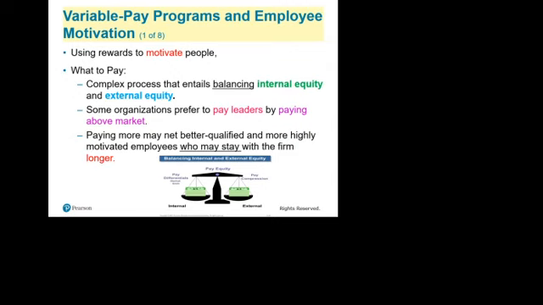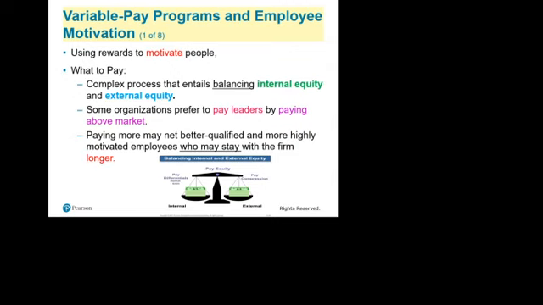So it is important for the organization to balance between giving internal equity with the external equity. Especially some organizations, in order to increase the motivations of their leaders, provide pay for the leaders. This pay is above market pay. That means they provide a higher salary compared to the market.